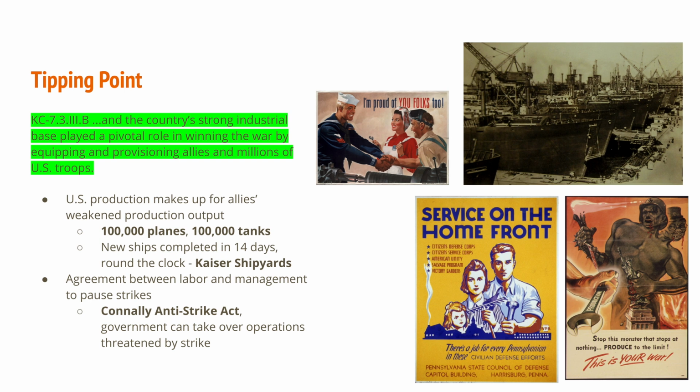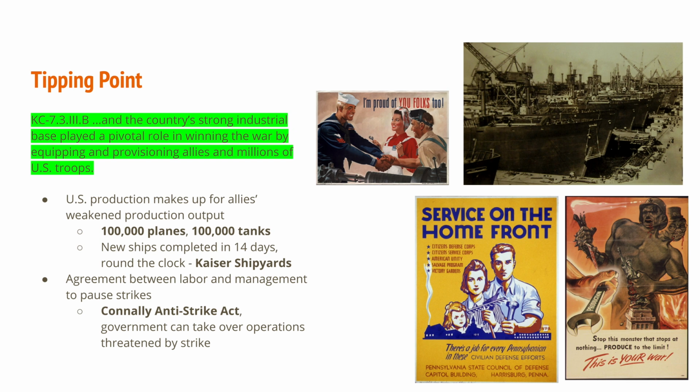There were agreements between labor and management to pause strikes during the war because any strike would create an interruption in the war machinery that was needed by American soldiers. In addition to this, Congress passes the Connolly Anti-Strike Act in 1943 over the veto of FDR. And it gives government permission to take over the operations of any industry or any company that is being threatened by a strike. This was not something that was unique. It had been done in the past.